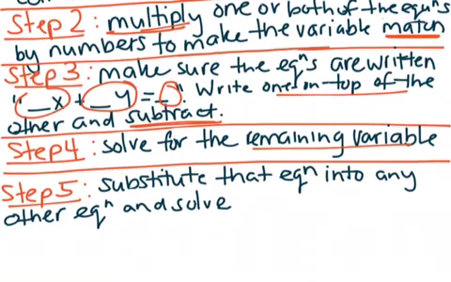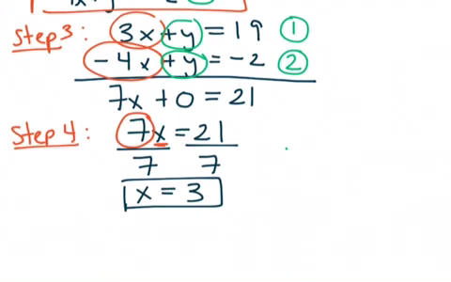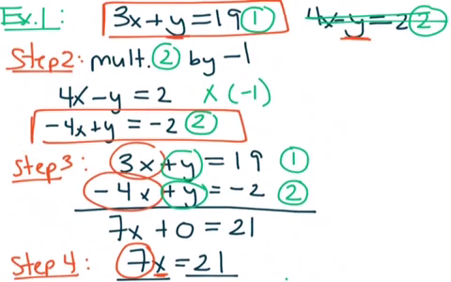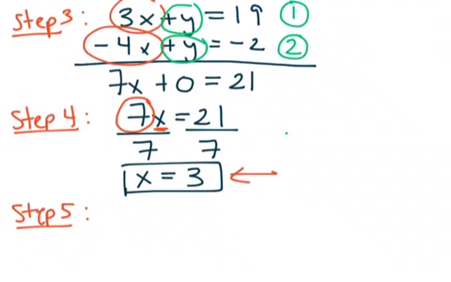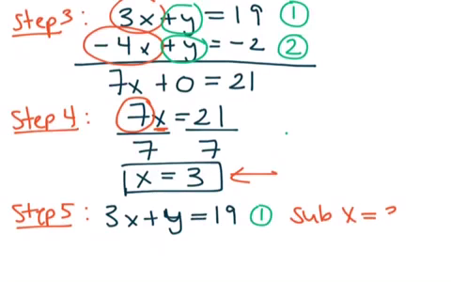Step 5 says, substitute that variable into any other equation and solve. All right, so we know the variable x equals 3. So step 5 means we're going to substitute this variable into any other equation. So I can pick any equation. Why don't I pick number 1? That's what I'm going to do. So write down 1. So here it is, 3x plus y equals 19. That was equation number 1. And then we're going to write a little note that we are going to sub in x equals 3.